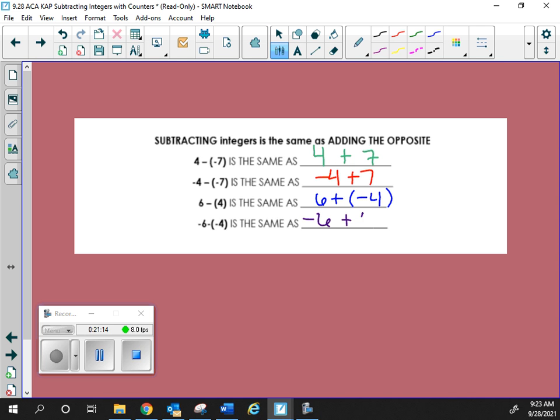Negative 6 plus 4. Okay? So take a second and actually check that you got all those right. It's going to be easy to miss a negative. Okay? I saw this, y'all are going to laugh at me maybe just a little bit.